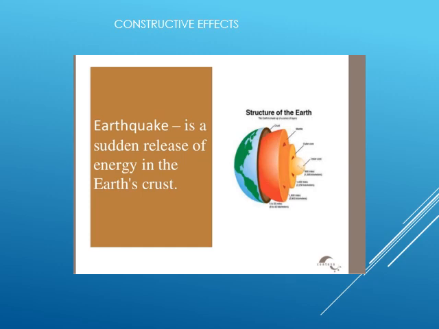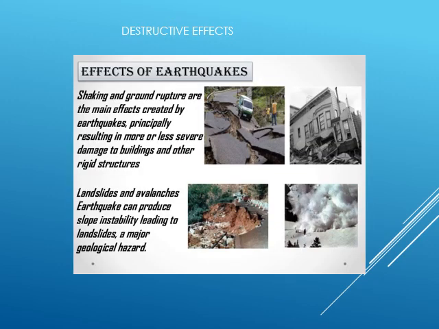The second of the constructive effects is that they help in creating landforms. Because of vertical and lateral displacement of the Earth's crust, the earthquakes may raise or lower parts of the Earth, especially near the seashore. For example, the Sagami Bay of Japan was uplifted 200 meters in 1923. The landslides which are triggered by earthquakes may result in the formation of lakes, as it happened in the Himalayan region. Now let us see what are the destructive effects of earthquakes.